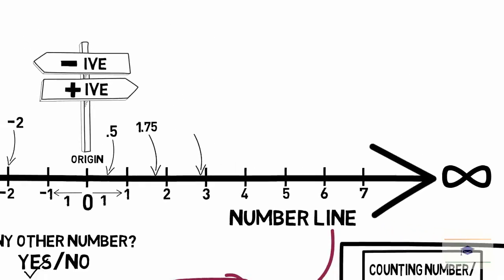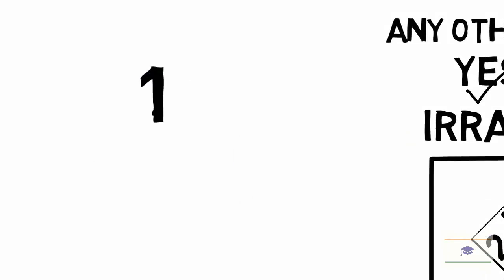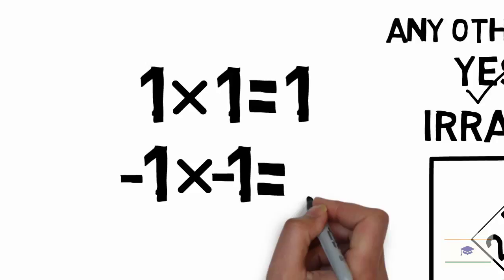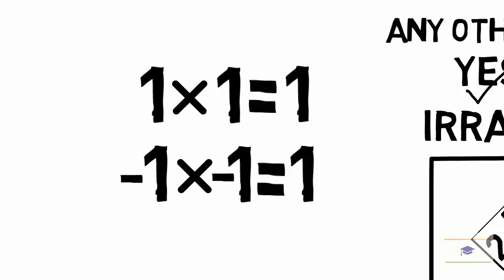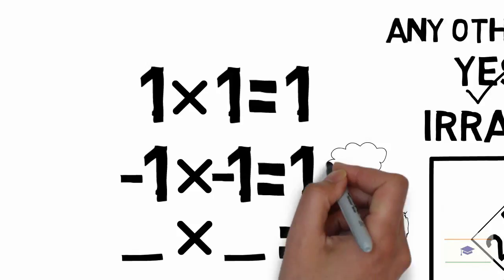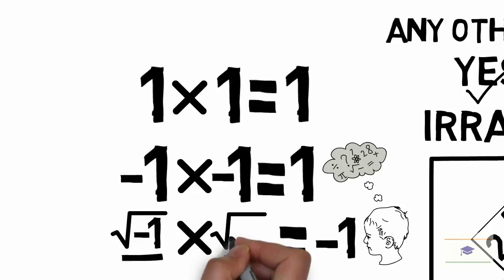Some other examples are pi. Now we have a new thing coming up. As 1 multiplied with 1 is 1, and -1 when multiplied by itself is also 1, it will never give you a negative number. So can you guess what number can be multiplied by itself to get -1? Can you imagine any such number? If you are thinking of root -1, then you are correct.